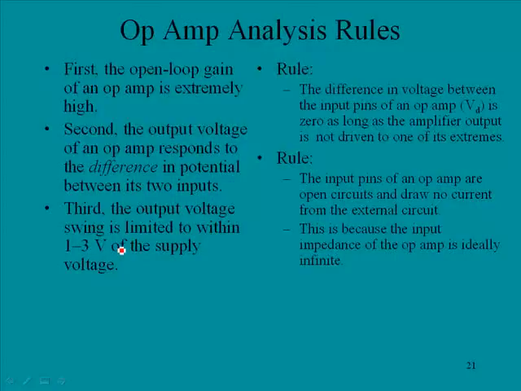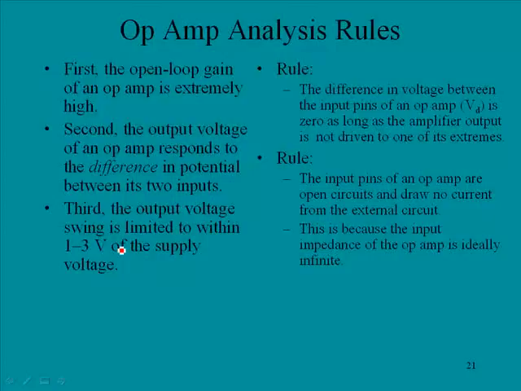Okay, OpAmp analysis rules. First, the open loop gain of an OpAmp is extremely high. Remember we talked about 100,000 to a million, sometimes larger. Second, the output voltage of an OpAmp responds to the difference in potential between its two inputs. Remember, the OpAmp amplifies the difference. Third, the output voltage swing is limited to within 1 to 3 volts of the supply voltage, and we looked at that in a previous discussion. Okay, we have a couple rules.